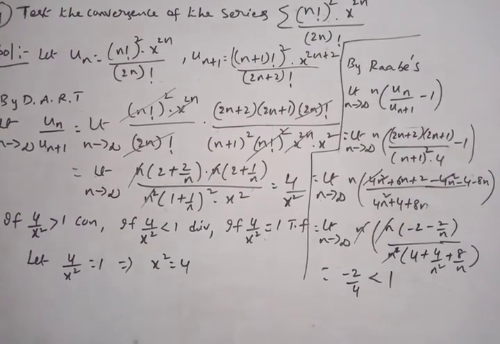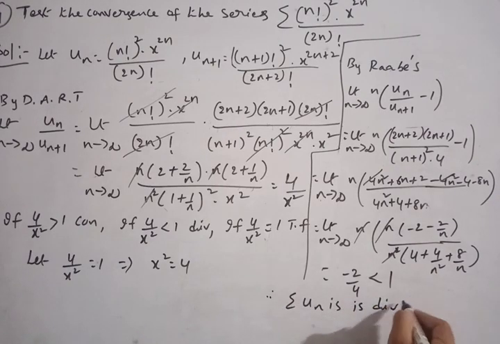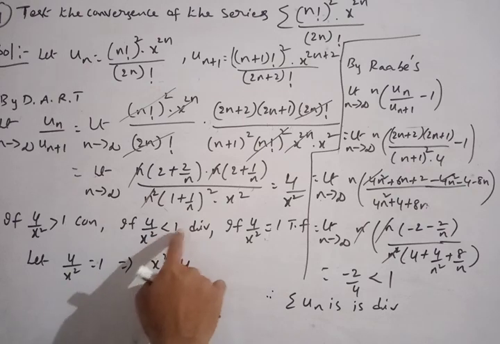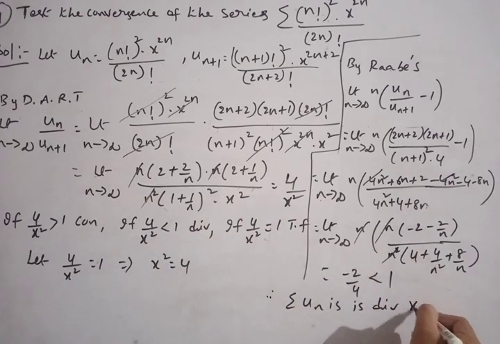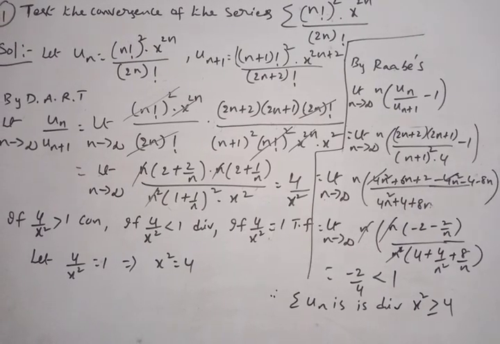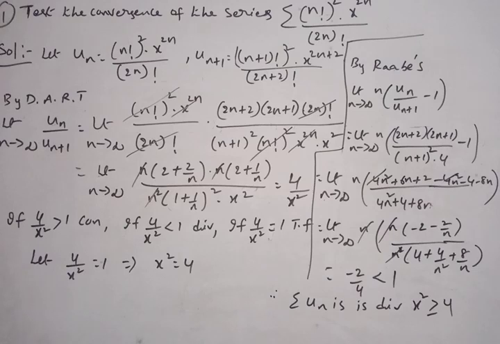So therefore sigma u_n is divergent. When x square is greater than or equal to 4, it is divergent. If x square is less than 4, it is convergent. Like this, you need to solve this problem. Here it is x square because you gave 2n power. Correct. Like this, you need to solve. Very important problem. Take down this problem. Okay.